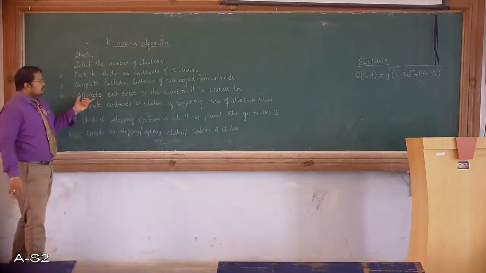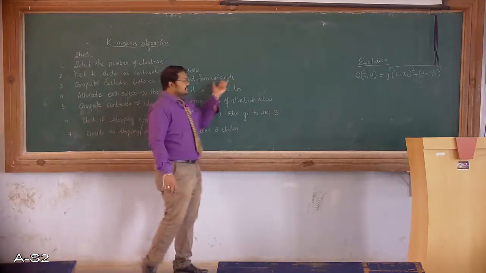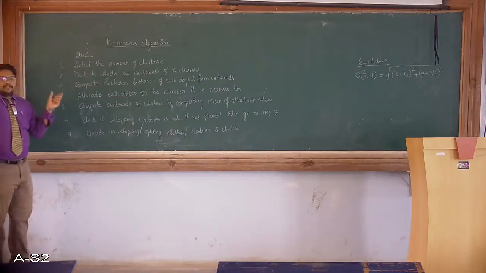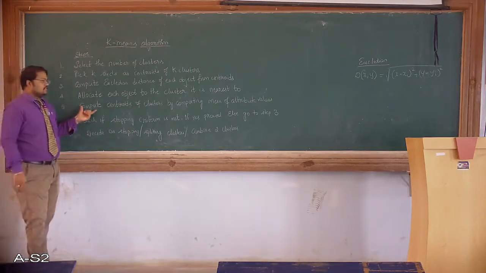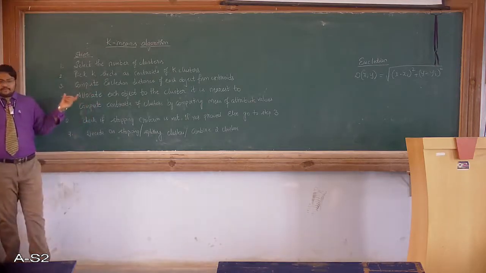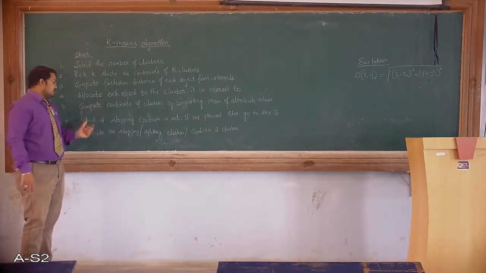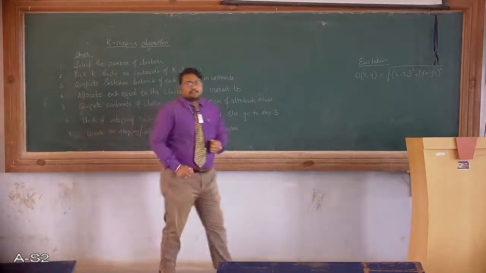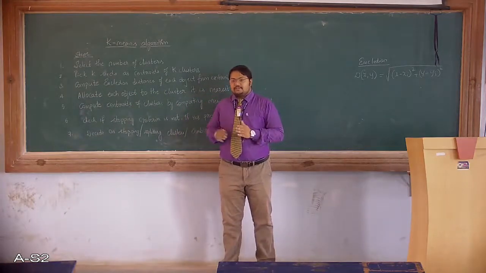Next is allocate each object to the cluster it is nearest to. Once we get the values of this distance, we need to allocate the given data onto the nearest cluster it is belonging to. Compute centroids of the clusters by computing the mean of the attribute values. Once we have computed the cluster values, we are going to find the mean of the attribute values of this particular centroid. Check if stopping criterion is met. So here for the k-means algorithm, the stopping criterion would be if there is no change in the values which we are getting.